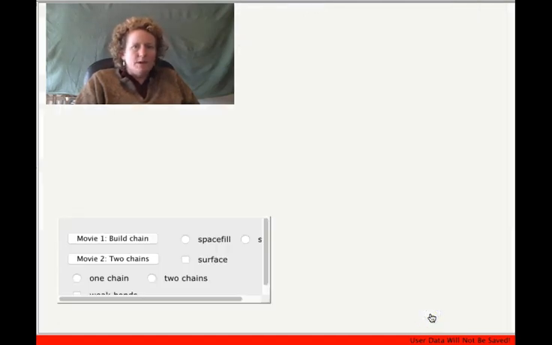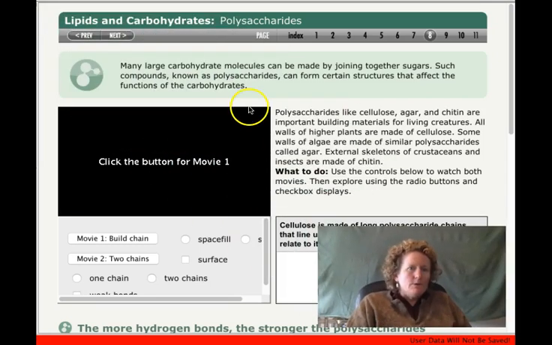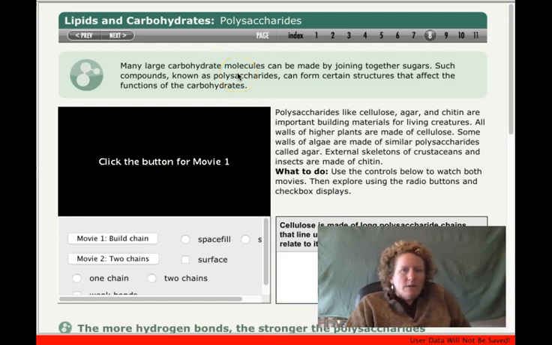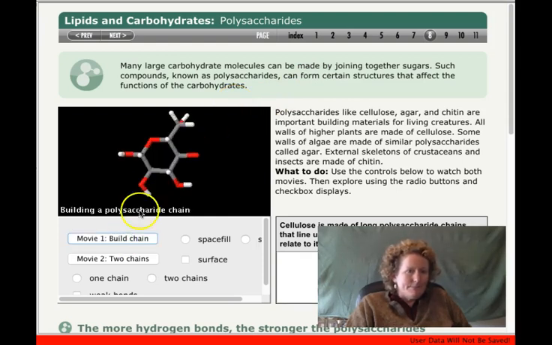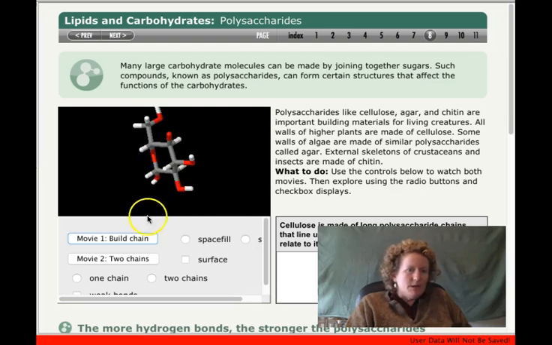All right, let's go to page 8. So many large carbohydrate molecules can be made by joining together sugars. Such compounds are known as polysaccharides. They can form certain structures that affect the function of carbohydrates. So let's do movie 1. Let's build a polysaccharide chain.